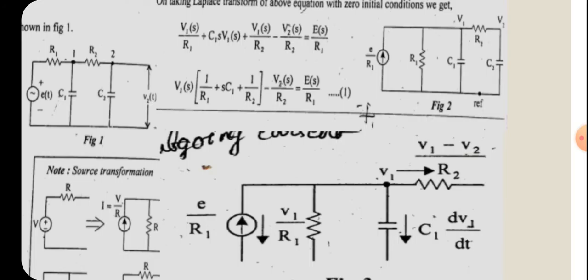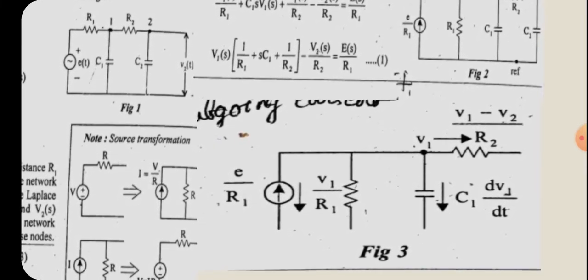Why are we taking V1 minus V2 by R2? You know that the resistor R2 is in between the nodes V1 and V2. So the current through R2 will be affected by the differential node voltages. We can write the current through resistor R2 as V1 minus V2 divided by R2. So this is the nodal equation for each and every current. Now we can apply KCL.